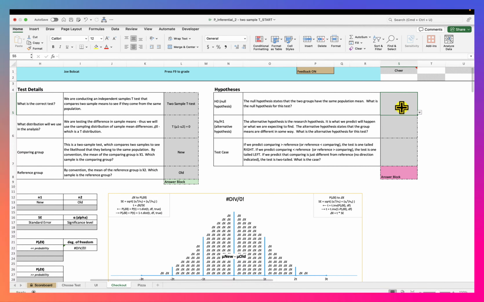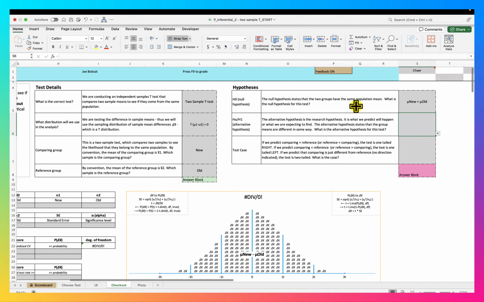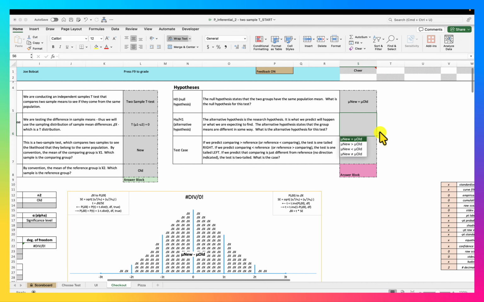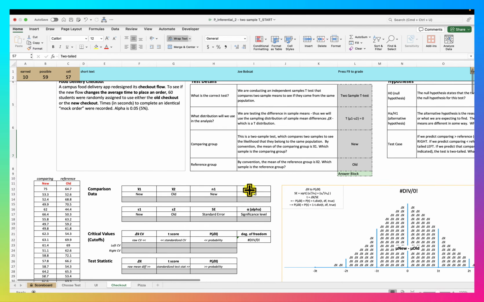The null hypothesis is that they have the same population mean. And what's the alternative in this case? It says just changes the time. We're not predicting a direction. And that means that it's a two-tailed test. Okay.